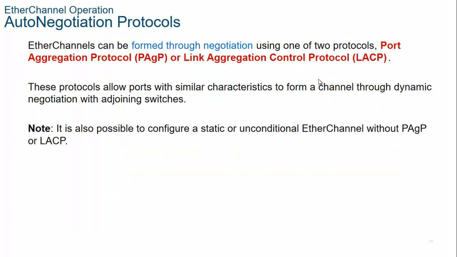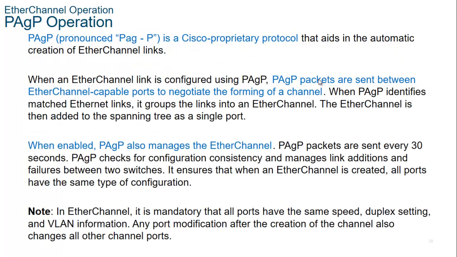EtherChannels can be formed through negotiation using one of two protocols, Port Aggregation Protocol or PAgP, or Link Aggregation Control Protocol, LACP. These protocols allow ports with similar characteristics to form a channel through dynamic negotiation with adjoining switches. It is also possible to configure a static or unconditional EtherChannel without PAgP or LACP.